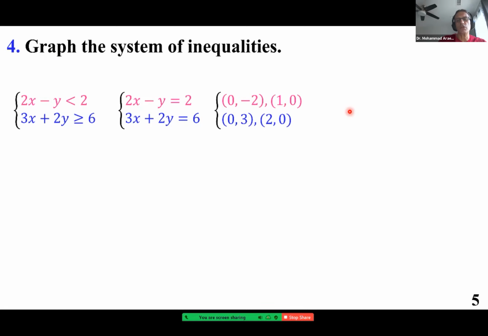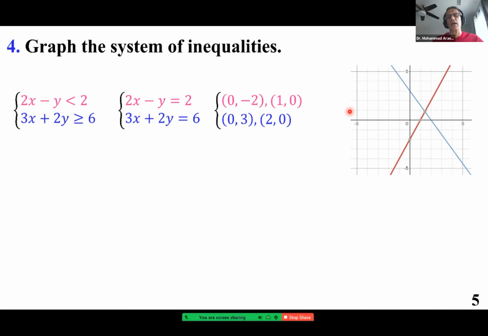You plot those pairs, you draw the two lines. As you can see, this is for the red one, this is 0, -2, this is 1, 0, connect them. For the blue one, this is 0, 3, and this is 2, 0, connect them. Going back to the original inequalities, this has the equality, therefore it's a solid line, this one doesn't. So that's a dashed line. So I want to make sure that everybody can see we changed it to a dashed line.